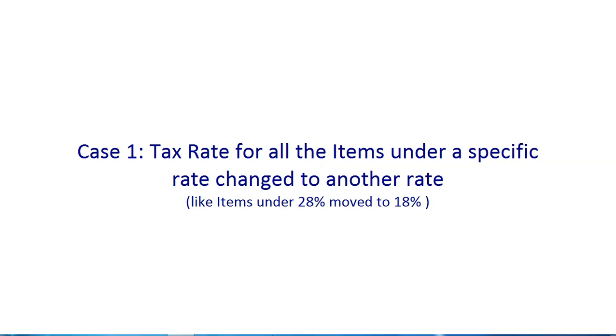tax category are changed. For example, all the items taxable at 28% are now moved to the 18% or 12% tax category. So for this case, you are not required to add any tax category master. In this case, when tax rates of all the items of a particular tax category are changed, you are required to modify the existing tax category master.